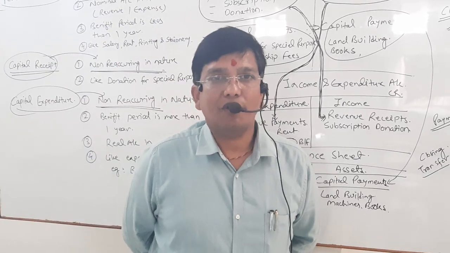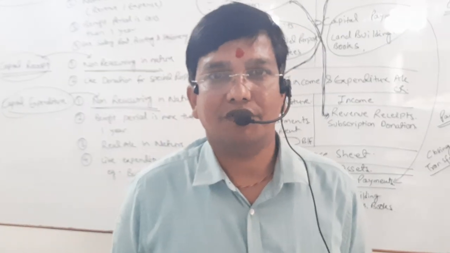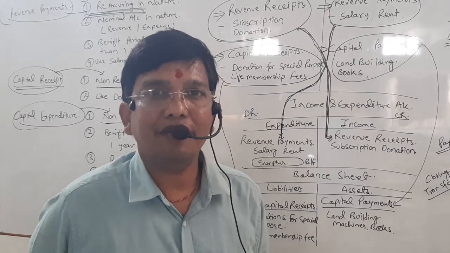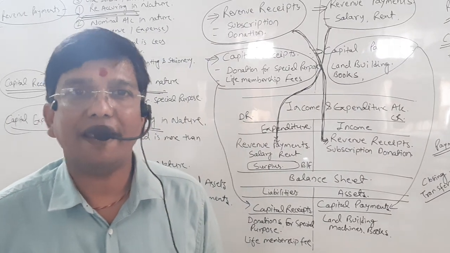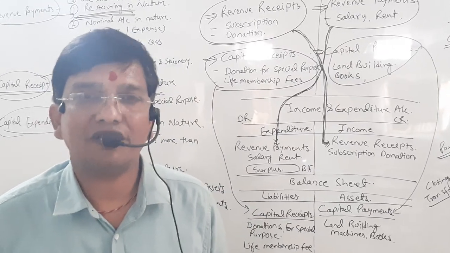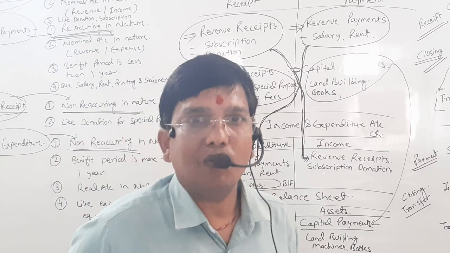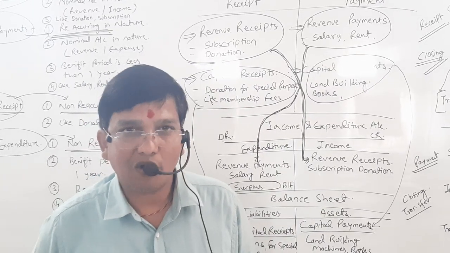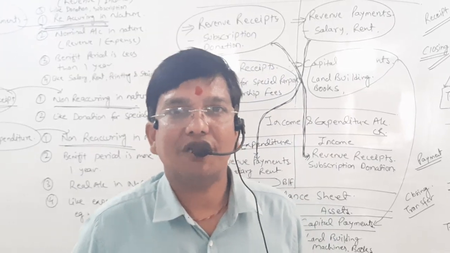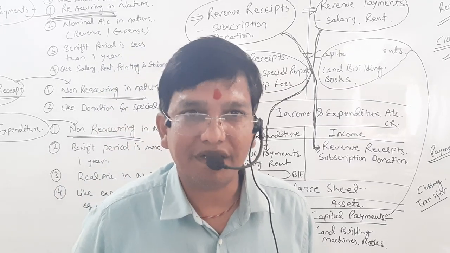Now come to the important point. What is the difference between general purpose donation and donation for special purpose? General purpose donation means the amount of donation can be utilized by the club for any purpose. But the donation for special purpose can be utilized only for the mentioned special purpose. The general donation is to be recorded as revenue receipt, while the donation for special purpose is to be recorded as capital receipt.